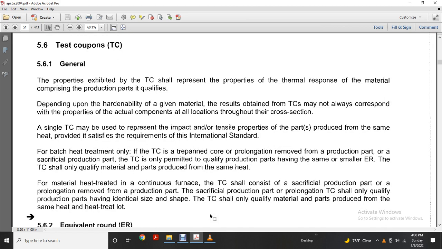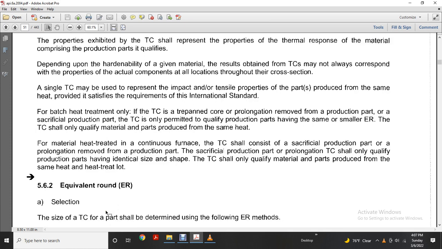Test coupons of trepan core or prolongation removed from the production part, or specified with the production part, are only permitted with qualified production parts having the same or similar roundness. The tensile coupons should only qualify material parts produced in the same heat. For heat treatment, the conformance test coupons should consist of a sacrificial production part or a prolongation removed from the production part. A test coupon shall only qualify production parts having the identical size and shape as the test coupon, and should only qualify material parts produced from the same heat and heat treated lot.